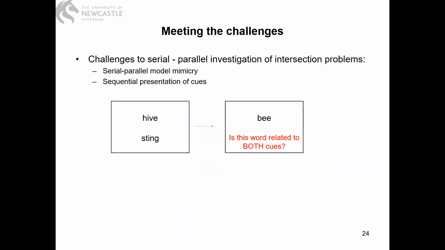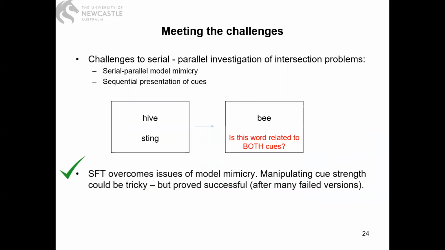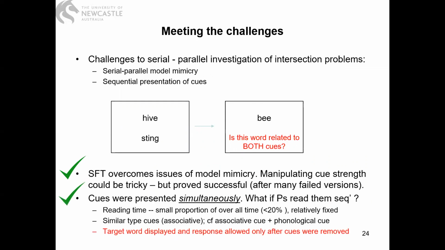So our goal was to meet some challenges concerning the investigation of intersection problems. We hope we have been able to overcome the issue of model mimicry by using SFT. SFT is robust and resilient to the mimicry issues. Manipulating the cue strength could be tricky, but has been proven successful after many failed attempts before. The cues in our study were presented simultaneously, and this helped us overcome the sequential nature of presenting cues that potentially had limited previous studies.